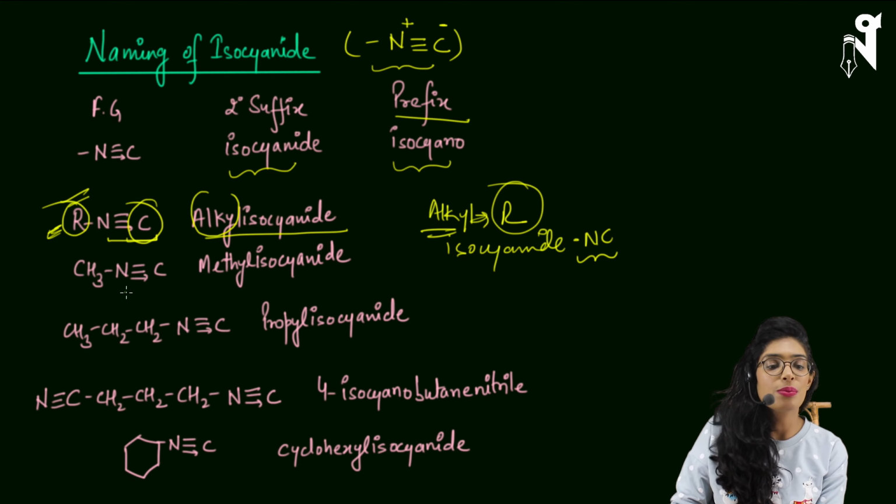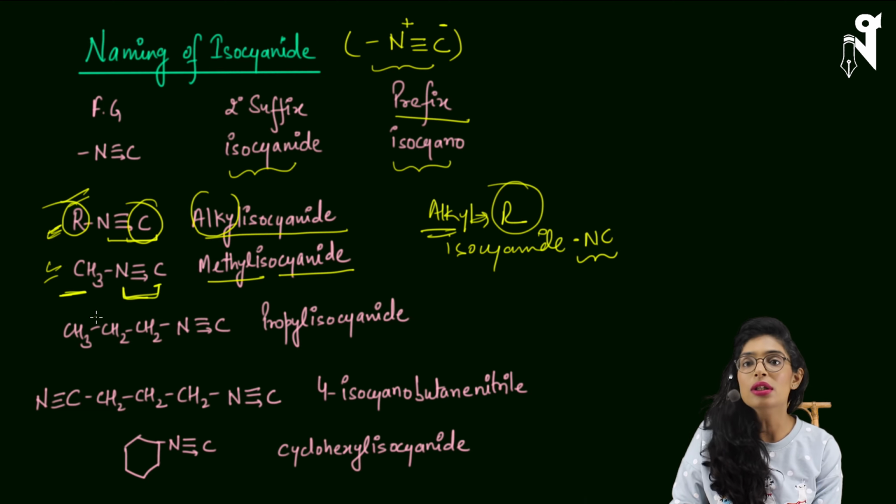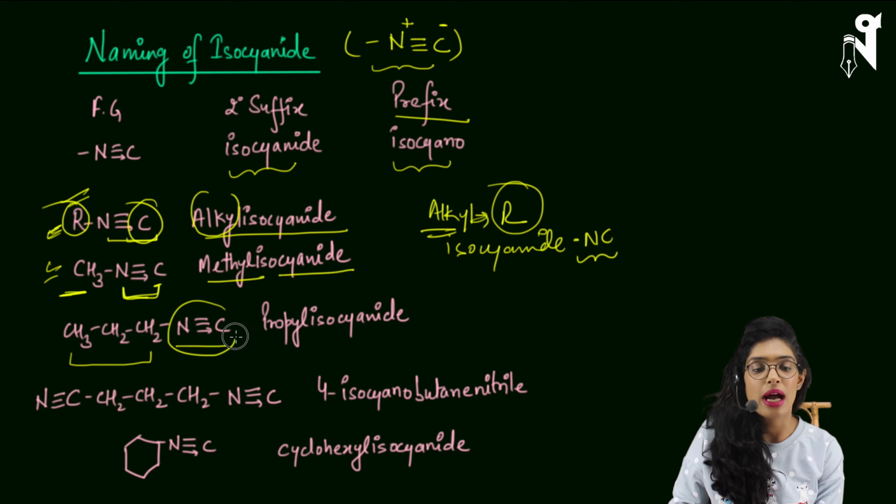So if I have N triple bond C, there is only one carbon, hence the alkyl group is going to be methyl, and then comes your isocyanide. So the carbon of this is not counted. Basically, this is your actual chain, and the other R group is just a branch on the isocyanide group. Again, here we have a three-member carbon chain with NC. NC will be represented by isocyanide, and this three-membered chain will be called propyl. Come to the next one.